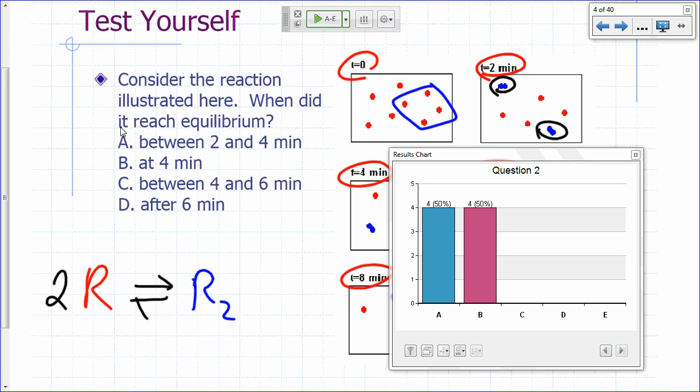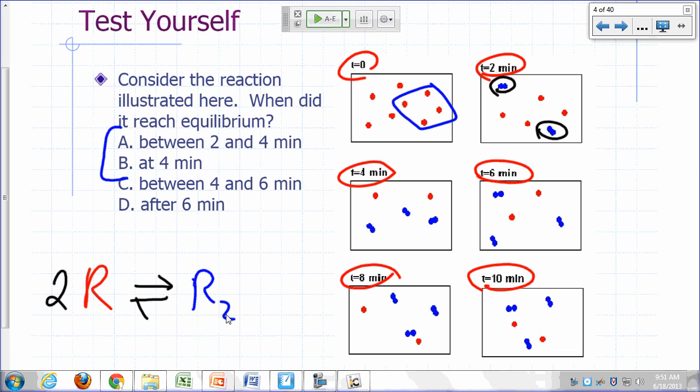A and B? Alright. Okay. Let's convince your neighbor your answer is right. Who picked A and who picked B? Okay. Why did you pick B? Okay, so there hasn't been any change since 4 minutes.